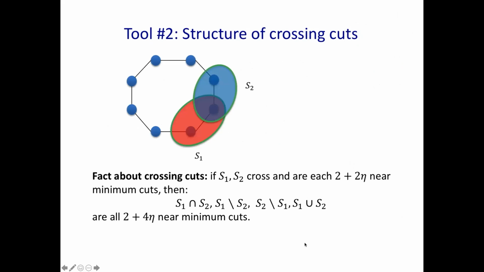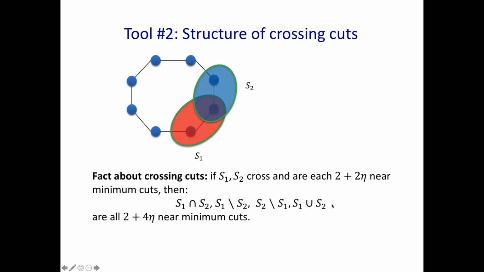And our second tool is a basic fact about crossing cuts. If S1 and S2 cross, meaning one is not a subset of the other and they're not disjoint, and each are 2 plus eta near minimum cuts, then their intersection, set difference, and union are all 2 plus 4 eta near minimum cuts. So in particular, the red, purple, and blue sets here are 2 plus 4 eta near minimum cuts. And now I claim that with high probability, there's exactly one edge from red to purple and exactly one edge from purple to blue.